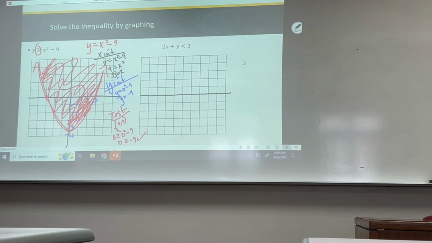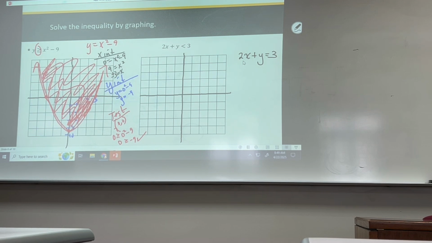What graph is the next one? 2x plus y is less than 3. Now graph it like it's an equation and take care of the inequality part. What kind of graph is that? You should start to be able to recognize certain graphs, right? What is that? It's a line, right?